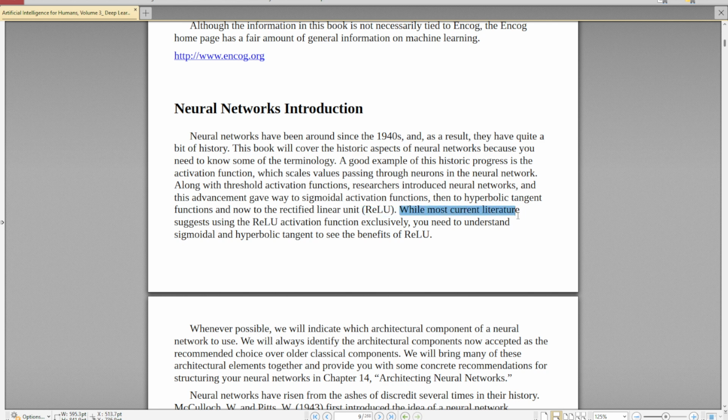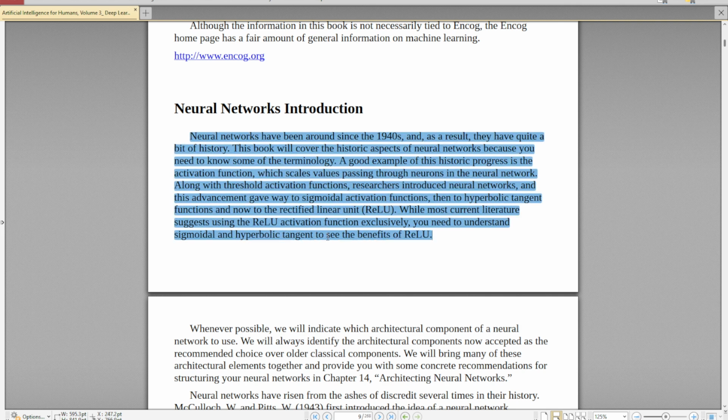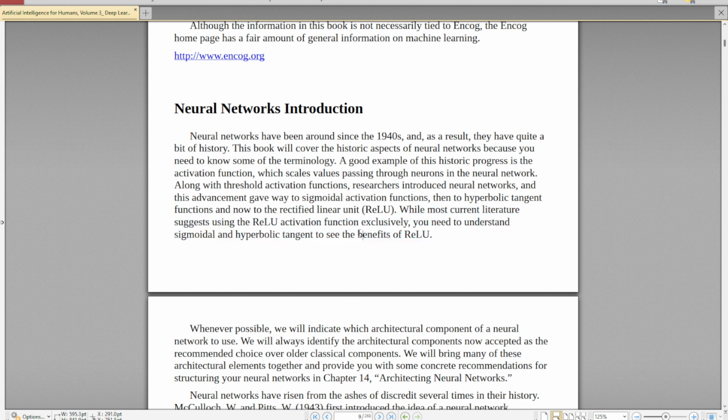While most current lectures suggest using the ReLU activation function, you need to understand the sigmoid model and hyperbolic tangent to appreciate the benefit of ReLU. So what are actually those concepts? If we talk about what is ReLU and what is sigmoidal, this sigmoidal is actually the logistic activation function.